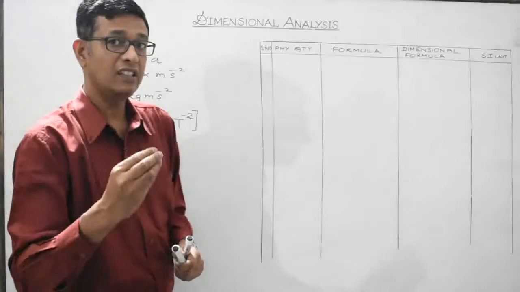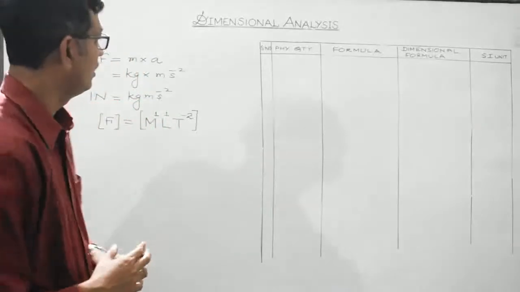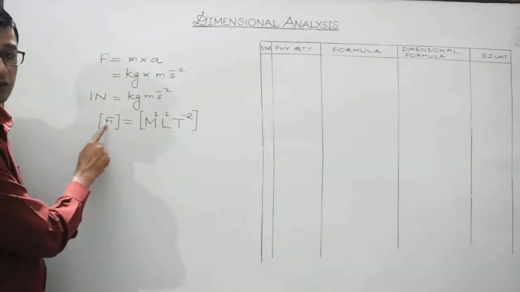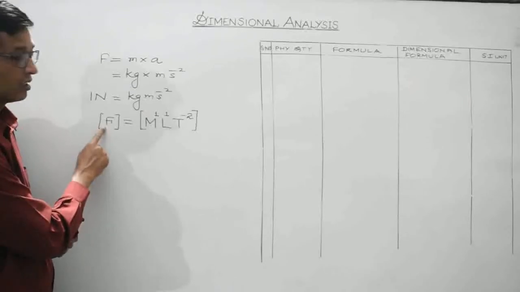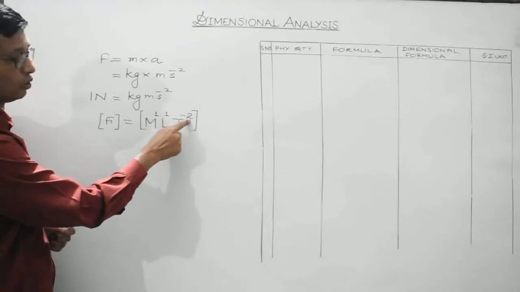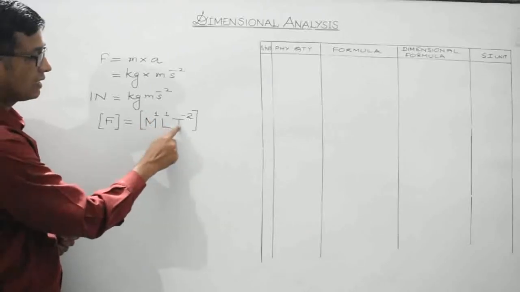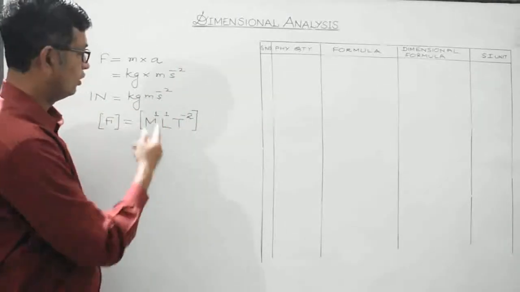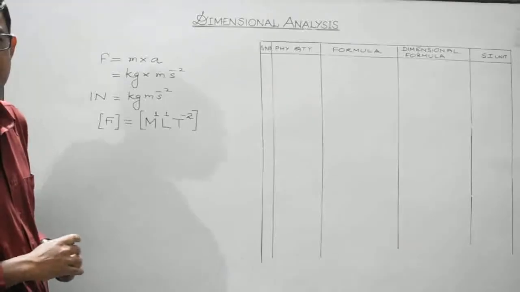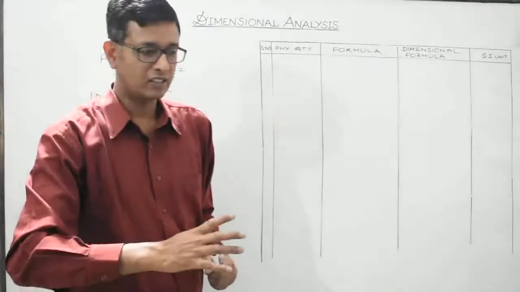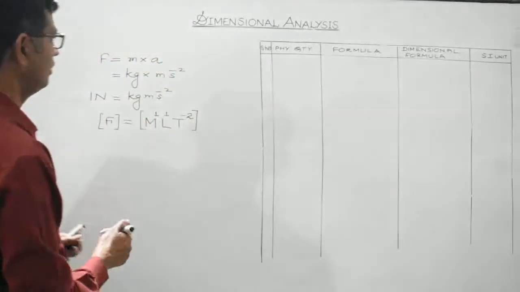So this will be the dimensional formula of force. So let me state the definition. The dimensions of a physical quantity are the powers to which the fundamental units of mass, length and time have to be raised so as to obtain the unit. Right? Let's again take some other example.